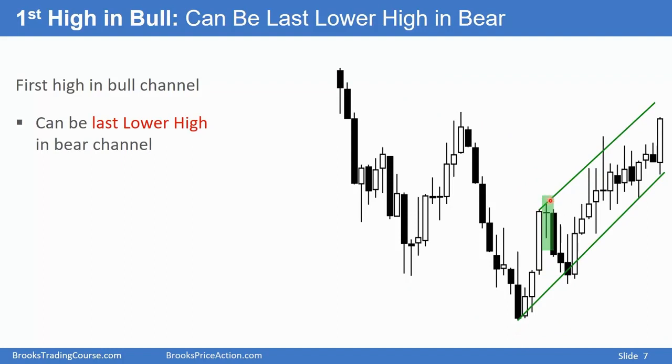Bear trend, a lower high, and sometimes that lower high will be followed by a new low and then a reversal up, and sometimes it's followed by a higher low and a move up. The first high in a bull trend often is the final high in a bear trend.